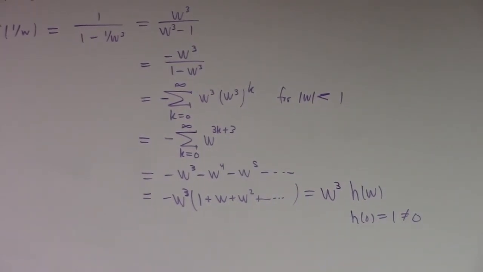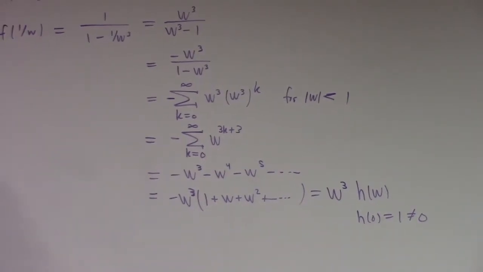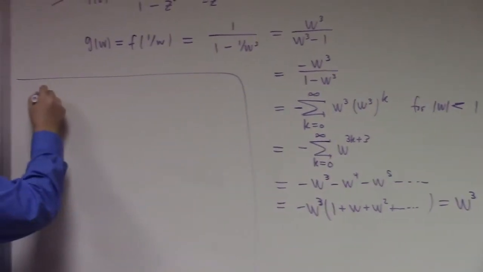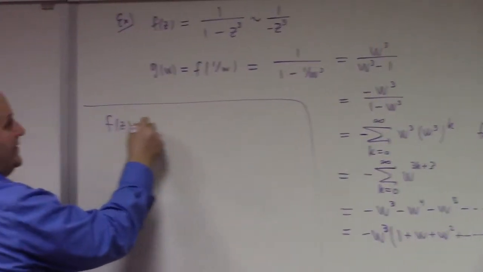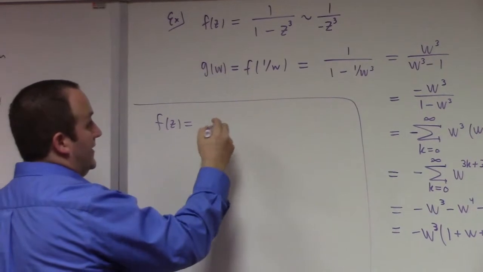Which we could see directly. If you don't want to do this silly g function thing, you could just work directly with f anyway. Like you could just look at f of z and rewrite it in terms of 1 over z. To do that, what would I do?